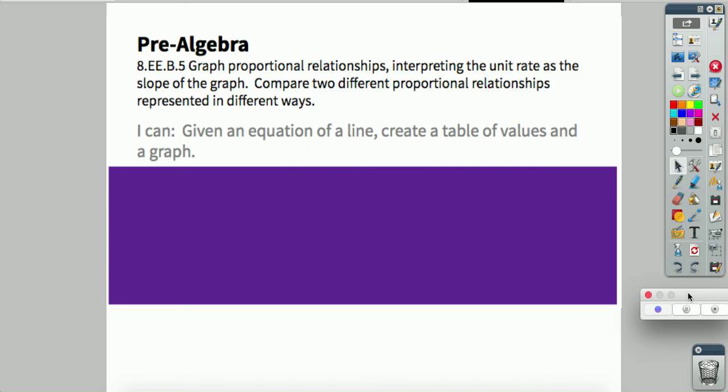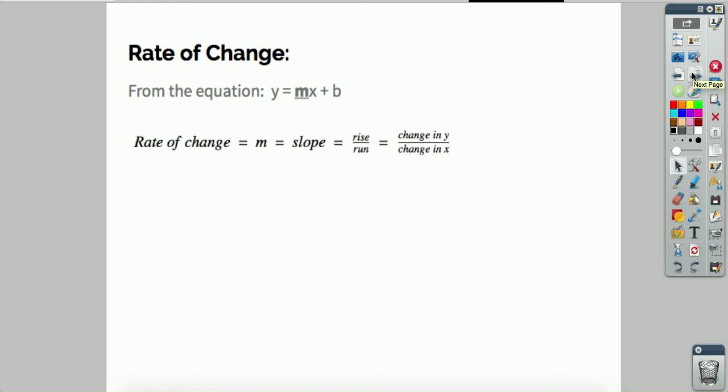Okay, this is going to be a review for, given an equation of a line, we're going to create a table of values and we're also going to graph that equation. So just a quick review here.